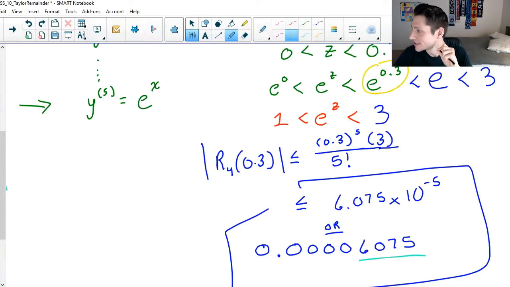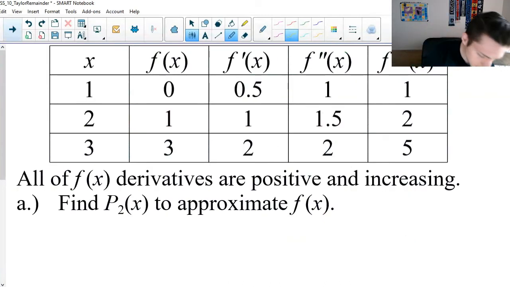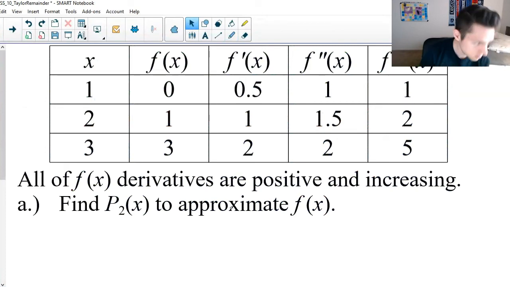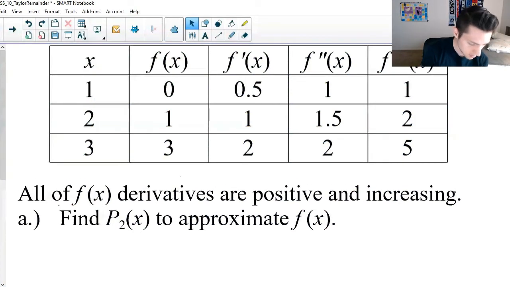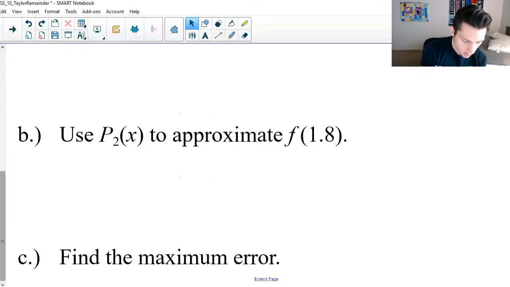Great. Okay, so let's look at this then. All right, so we have a table of various values here. Let's shift these down so that we can see them better.